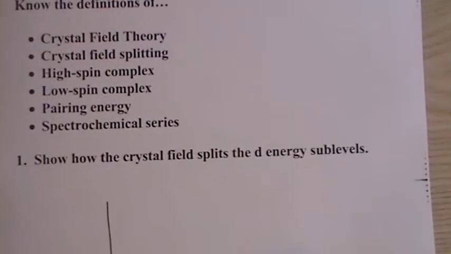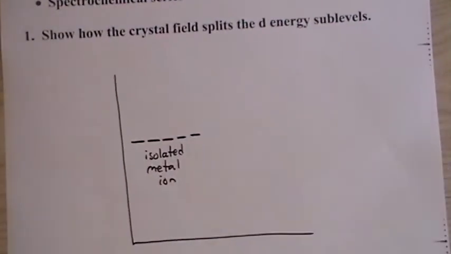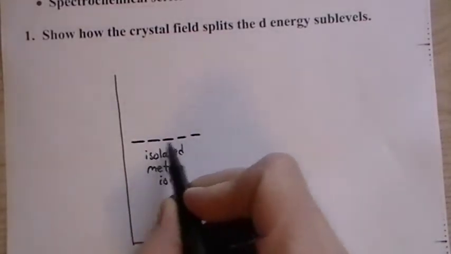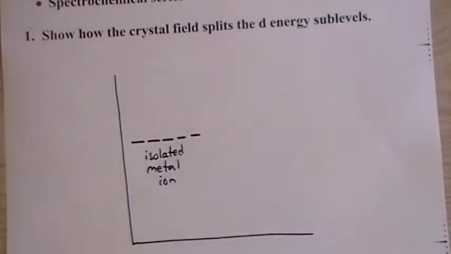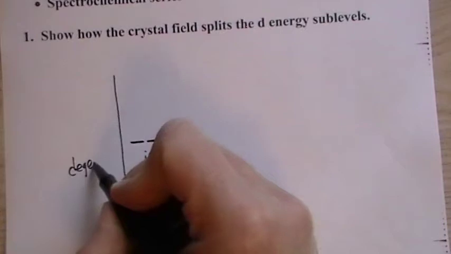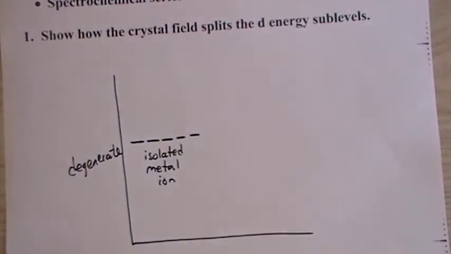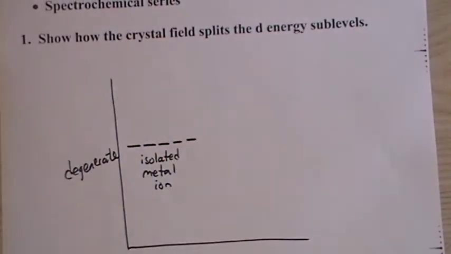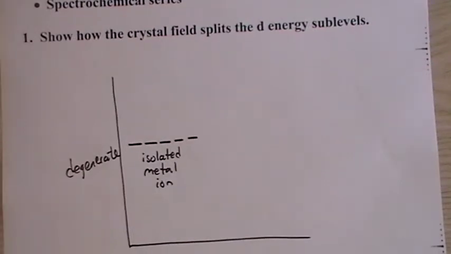Now the first thing is when these are the d sublevels, the d orbitals in the same sublevel. When it's an isolated metal ion, we don't see any splitting here. They're all the same, and we call these degenerate. When energy levels are the same for orbitals, they're called degenerate orbitals.